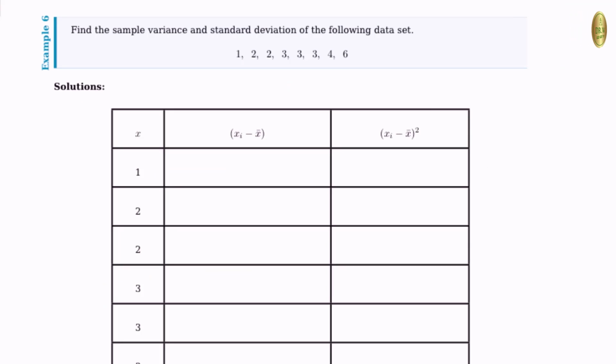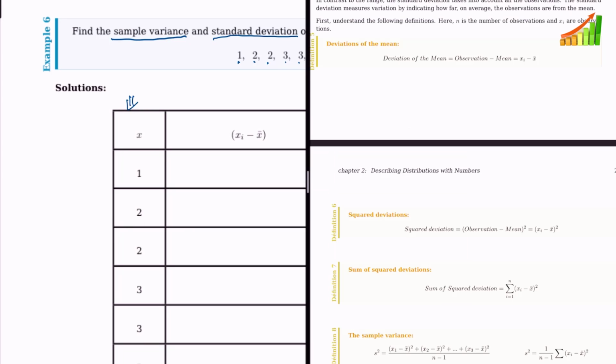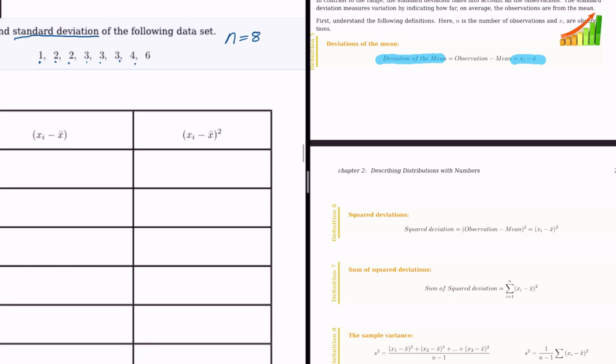Now let me explain example 6. Find the sample variance and the standard deviation of the following data set. We have 8 data observations, therefore n equals 8, observations in the first column. Right. Then what is the next step? Yes, let me explain this again step by step. First, we need to find the deviation of the mean. How do you find the deviation of the mean? xi minus x bar. So we need to calculate x bar.